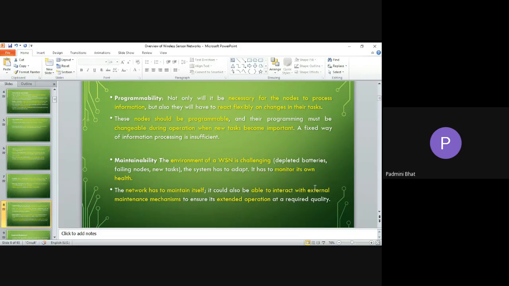If there are any changes in the maintenance mechanisms, then it has to convey them to the external entity, or we call it a sink. Okay, so it should do that.